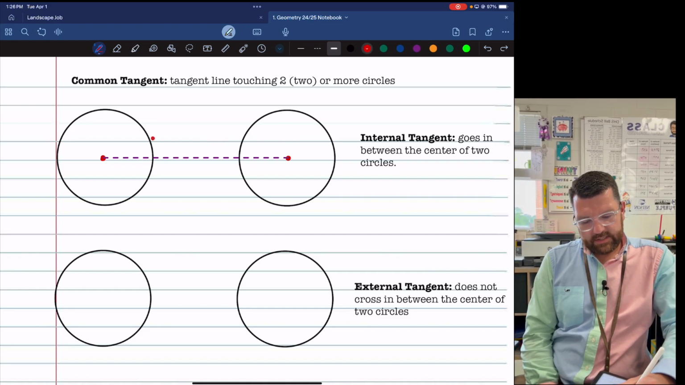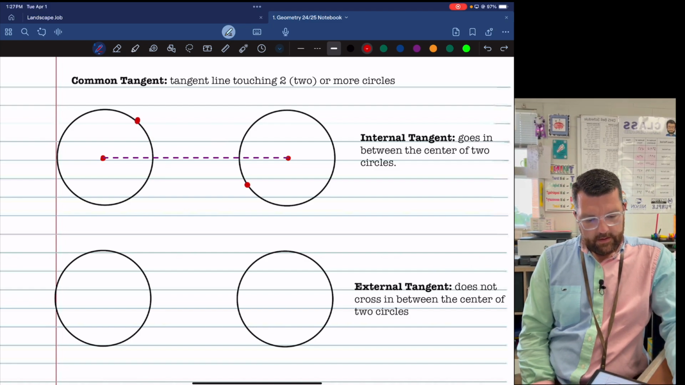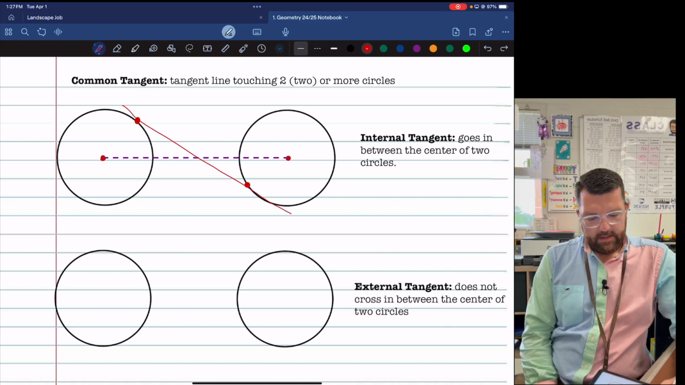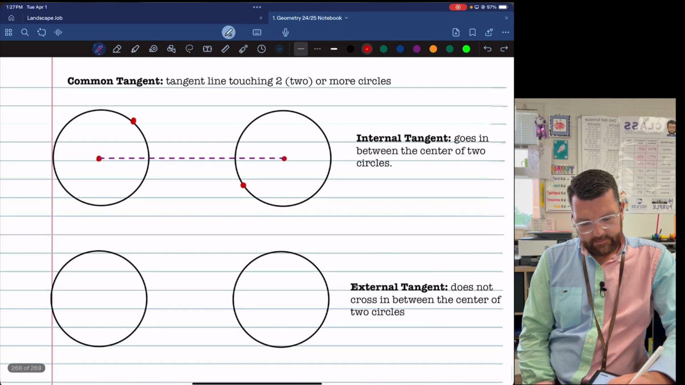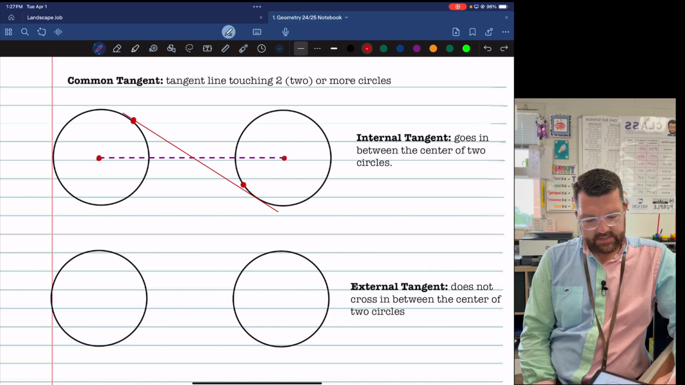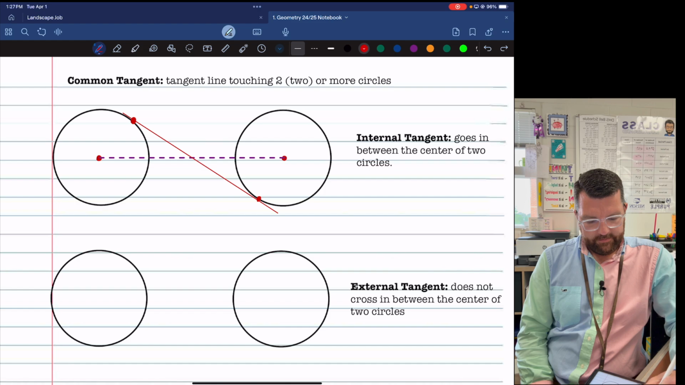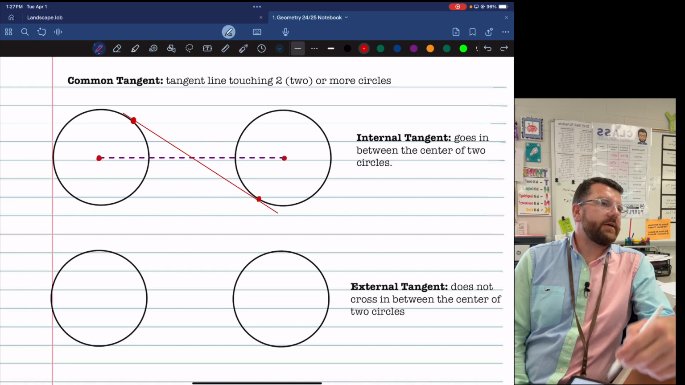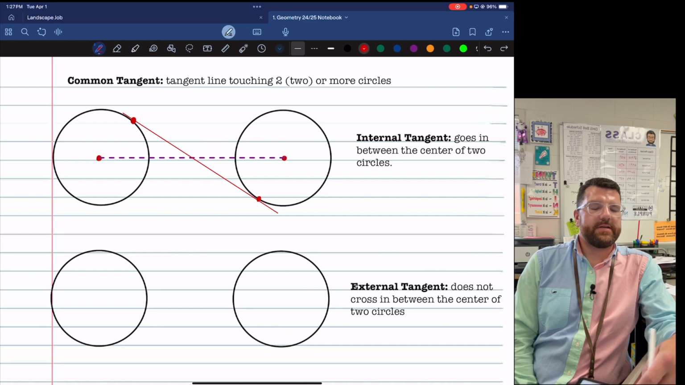A common tangent that is internal will have a tangent line. This is what's hard about them. A tangent line that crosses over that imaginary center line. An internal tangent line crosses over that imaginary center line. If it's internal, it's going to cross through that imaginary center line.